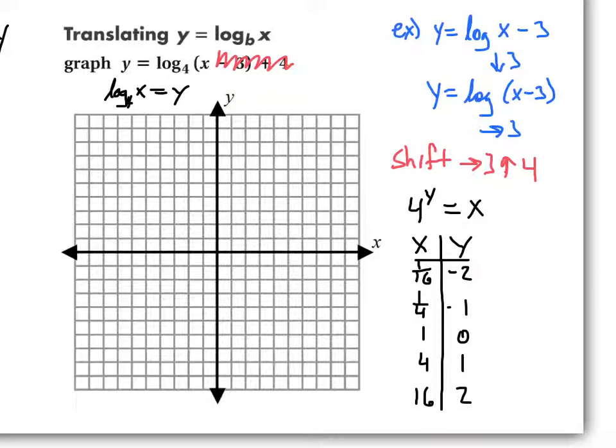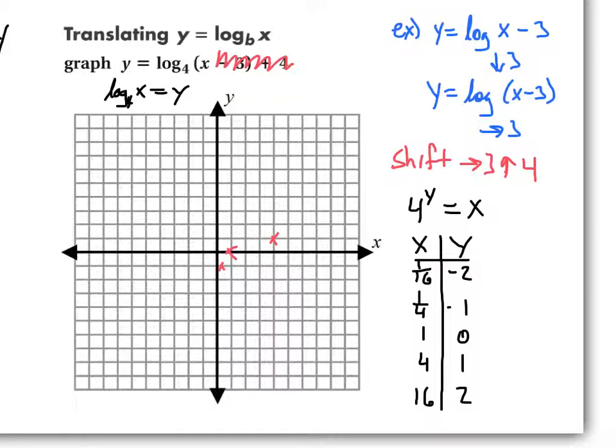All right, some of these points I can graph, some of these I cannot. So let's go ahead and mark the ones I can graph here. I can't graph 1/16, but I can graph 1/4. So 1/4 on the x, negative 1 on the y brings me somewhere right around in there. 1, 0 would be right there. 4, 1 would be there, and 16, 2 I can't graph.